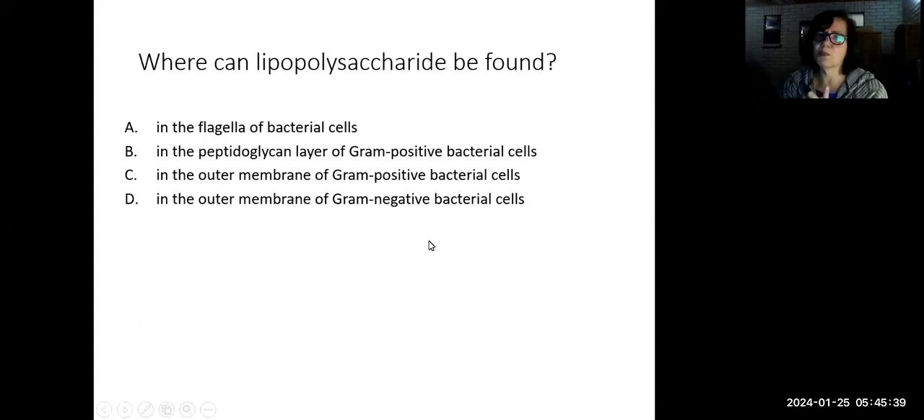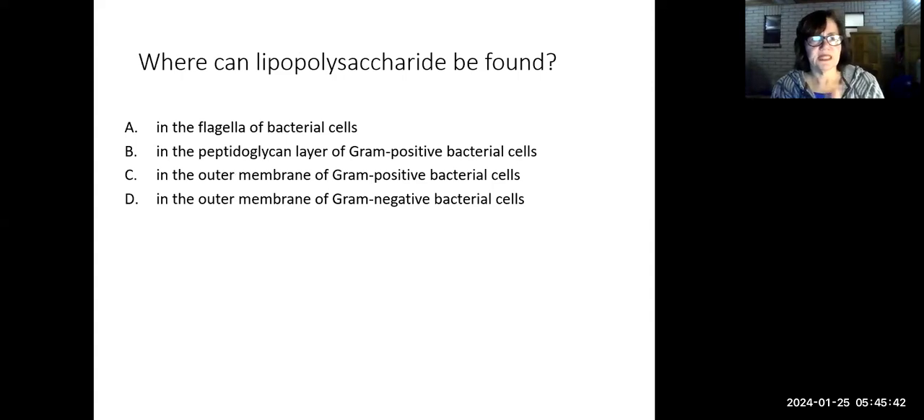And then, where can lipopolysaccharide be found? A, in the flagella of bacterial cells; B, in the peptidoglycan layer of gram-positive bacterial cells; C, in the outer membrane of gram-positive bacterial cells; or D, in the outer membrane of gram-negative bacterial cells. And the lipopolysaccharides we're interested in are in the outer membrane of the gram-negative bacterial cells. And it's the lipid A portion that is so important.